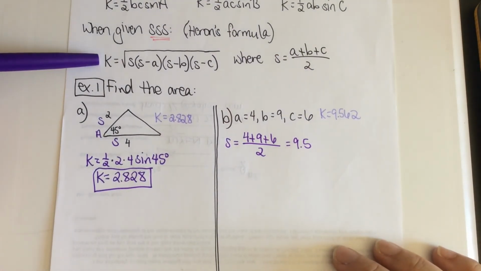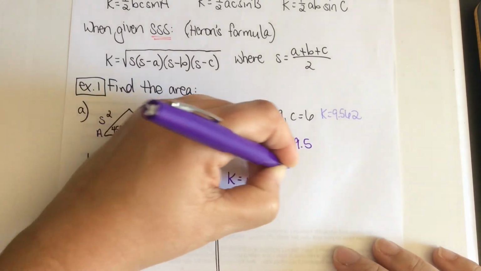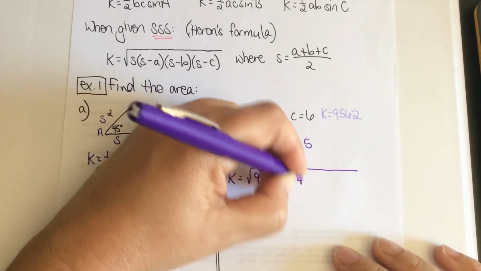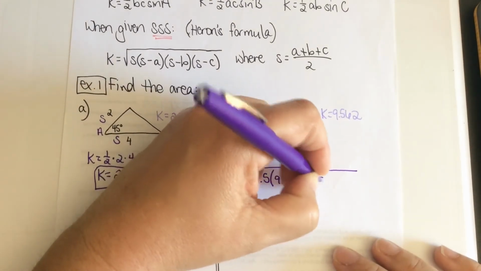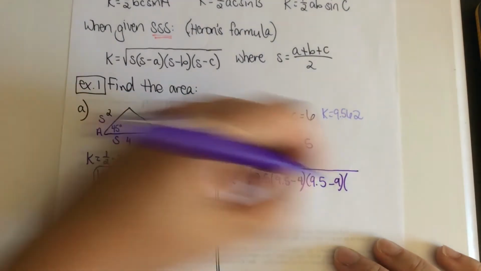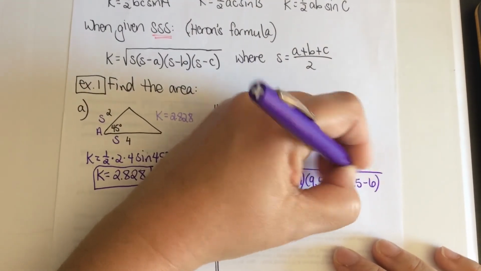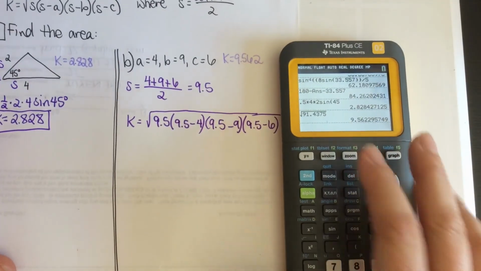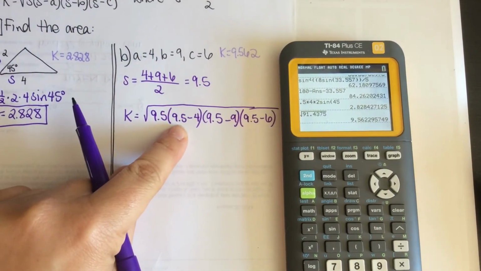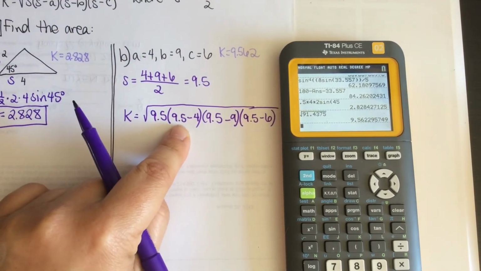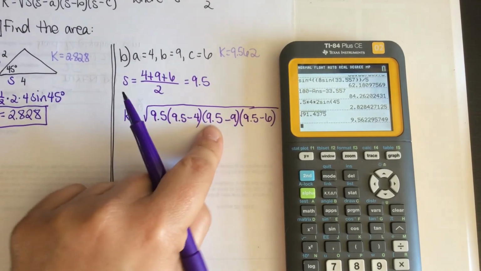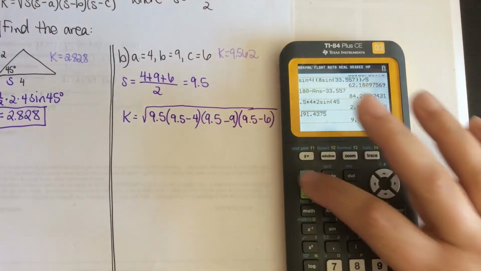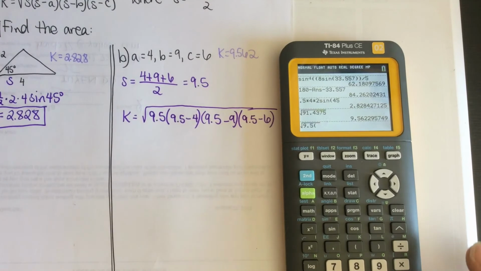And then I'm going to plug into this formula. So K equals the square root of s times s minus a, times s minus b, times s minus c. And literally, it depends on your calculator. If you have a scientific, you might want to do the subtraction and write down that this is positive 5.5, and write each one down, and then multiply all those together and then take the square root. I'm just going to type it all in.